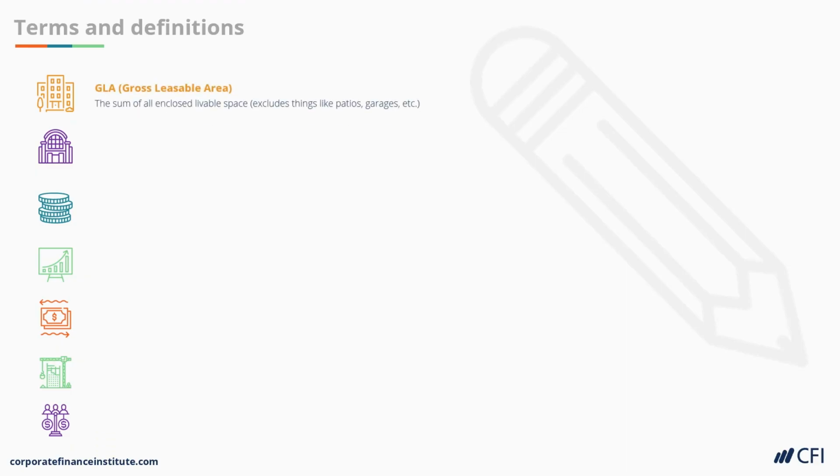GLA stands for gross leasable area. It's the sum of all enclosed living spaces. GSA stands for gross site area. This is the measurement of the site area by its property lines.